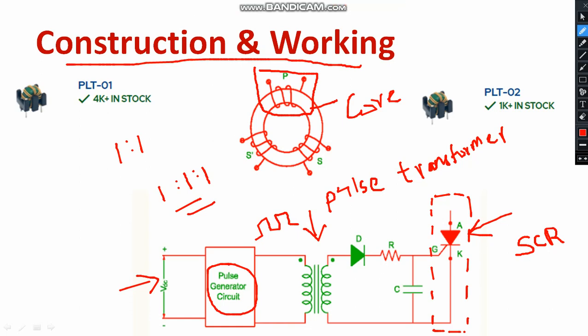Of course, you have to maintain the isolation between these two circuits. How do you perform that? If I directly connect the output of the pulse generator circuit to the gate, it definitely violates the isolation. So we are using a pulse transformer here. The number of turns at primary and secondary will be equal, and there is a ferrite core.